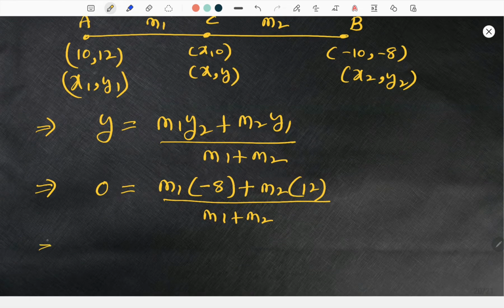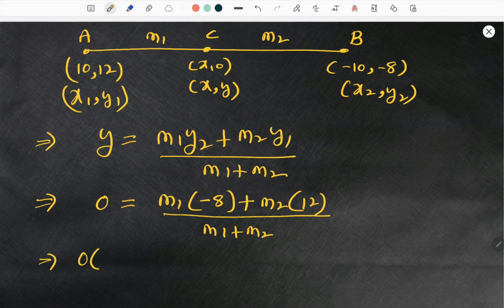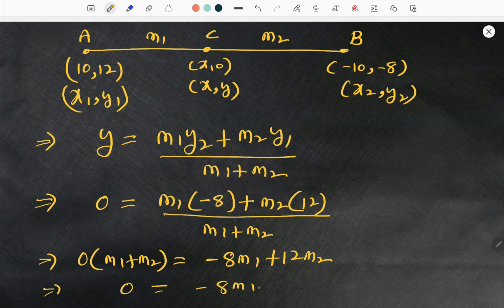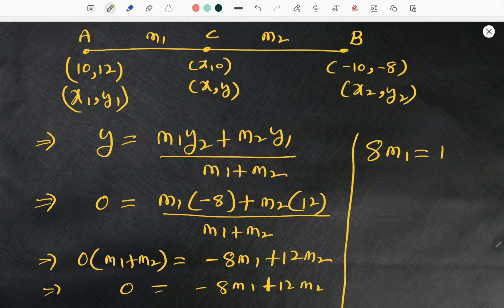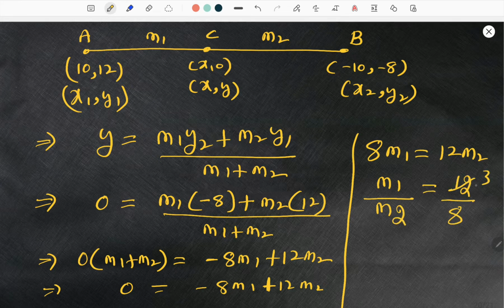Now you send this m1 plus m2 to this side. So it becomes 0 into bracket m1 plus m2 is equal to minus 8 m1 plus 12 m2. So 0 is equal to minus 8 m1 plus 12 m2. Let us send this minus 8 m1 to that side. That becomes 8 m1 is equal to 12 m2. We want m1 ratio to m2, right? So m1 divided by m2 is equal to 12 by 8. 12 by 8 means 4 threes are 12, 4 twos are 8. So m1 ratio to m2 is 3 ratio to 2.